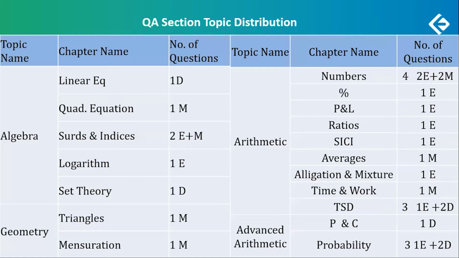From geometry, there were just 2 questions, one from triangles and one from mensuration, both being moderate. So a well spread out paper as such. And there were a total of 12 easy questions, 8 moderate and 6 difficult ones.